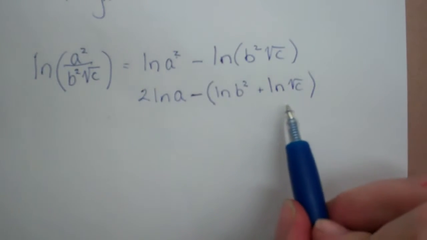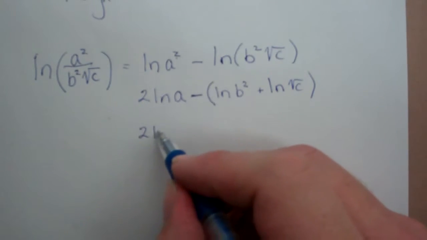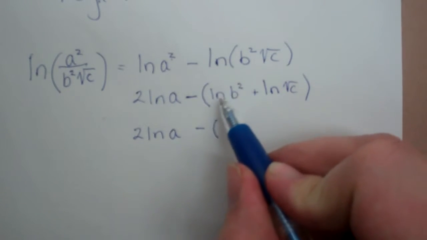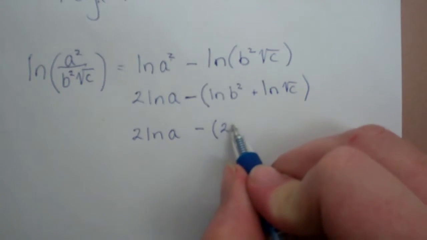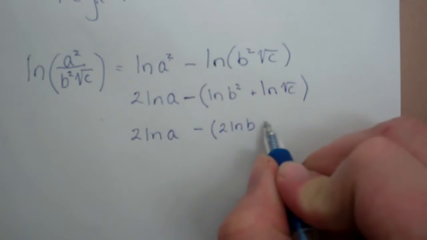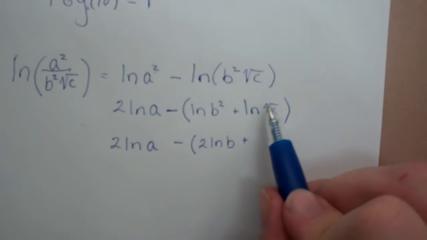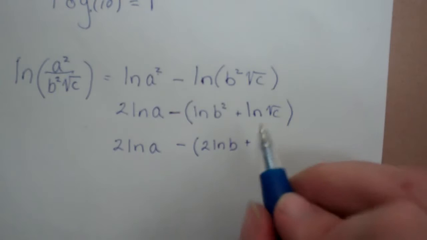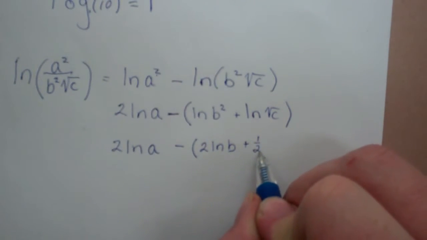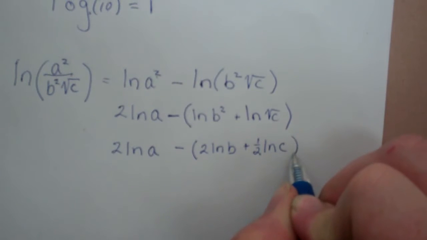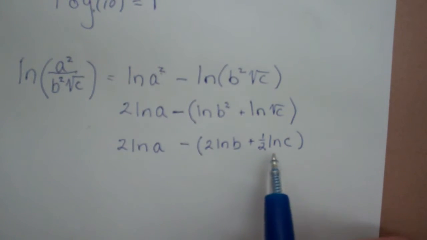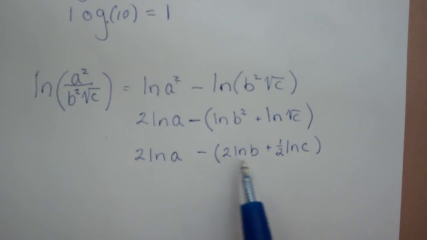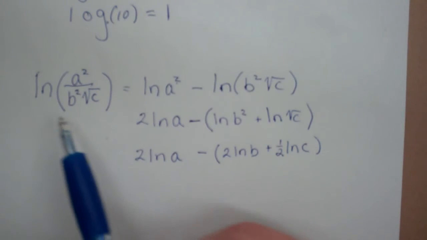We can still simplify some of these. So we have 2 times the natural log of a minus, then since we have a square inside of the log, we can bring that to the outside, 2 times the natural log of b, plus, remember that the square root of c is really the same thing as c to the 1/2 power. So we can bring that 1/2 to the outside, and we have ln of c. This is a fully expanded version of the original. And in many problems, working with this is much nicer than working with this.